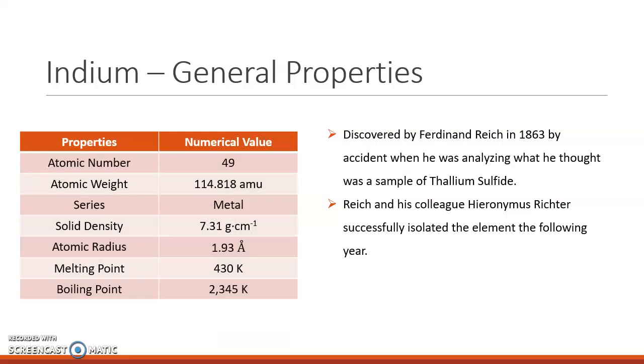Based on the table presented on the slide, indium is a metal having an atomic number of 49, an atomic weight of 114.818, a density of 7.31 grams per cubic centimeter, an atomic radius of 1.93 angstrom, and melting and boiling points of 430 and 2345 Kelvin, respectively.